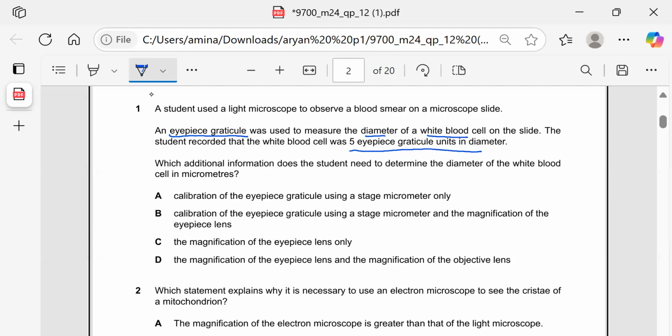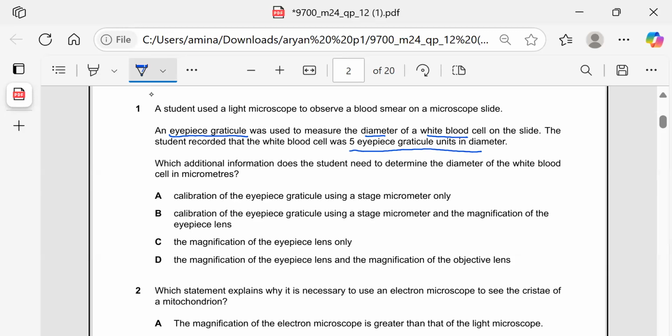They're asking which additional information does the student need to determine the diameter of the white blood cell in micrometer. So I need to determine the diameter of the white blood cell, and this is the set of information I have. So what next do I need to determine the diameter?